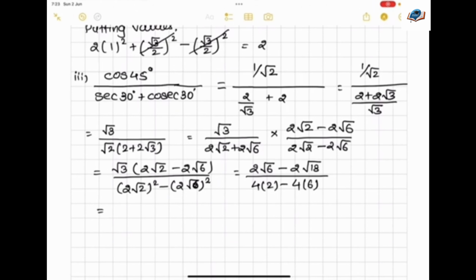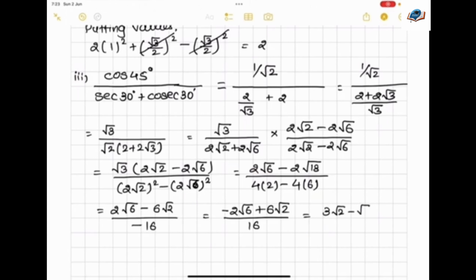So this will be 2 root 6. If I take 9 common out of 18, so that will be 6 root 2, so 3 root 2 will be inside, 3 2s are 6. So 6 root 2 upon 8 minus 24, so minus 16 came. So that will be 2 root 6 minus 6 root 2 upon minus 16. The negative sign I have taken up. Now I am taking 2 common from both. So 3 root 2 minus root 6 upon 8.